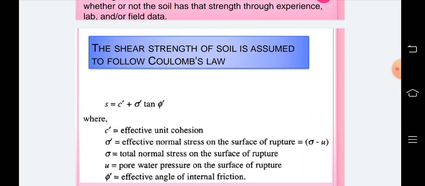The shear strength of the soil can be calculated by using the Mohr-Coulomb law. We know the Mohr-Coulomb law; in unit number 4, we had discussed the Mohr-Coulomb law. The Mohr-Coulomb law states that S equal to C plus sigma tan phi.